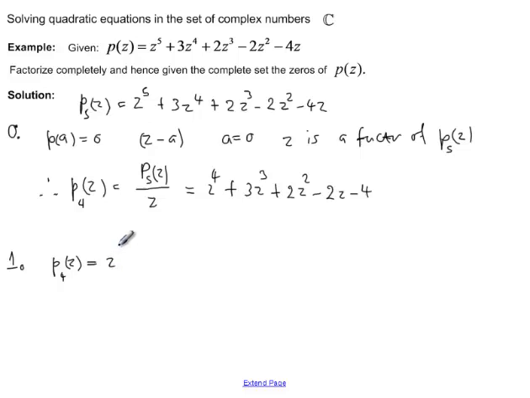P4 z power 4 plus 3 z power 3 plus 2 z power 2 minus 2z minus 4.